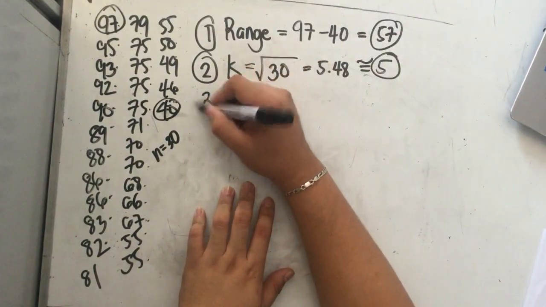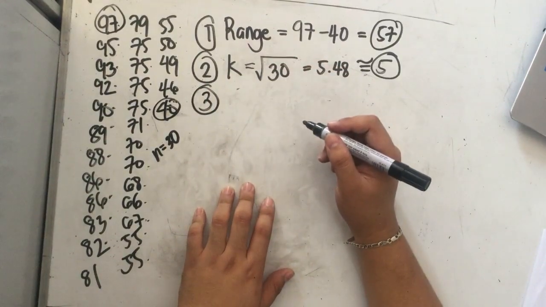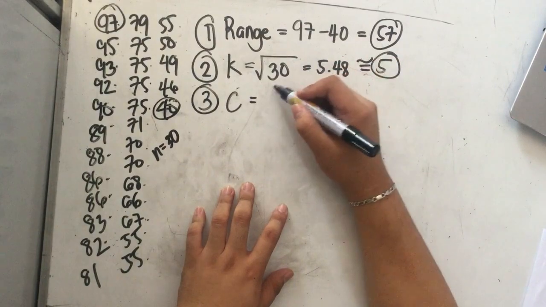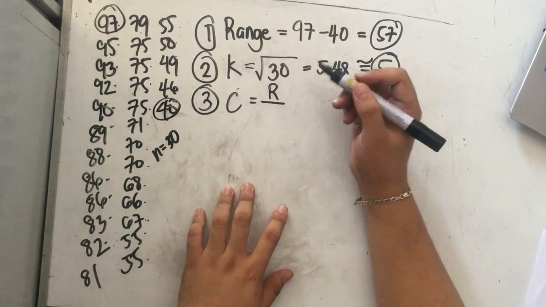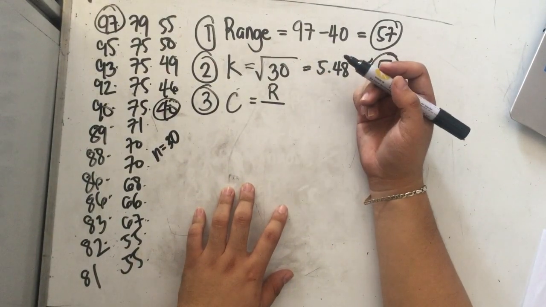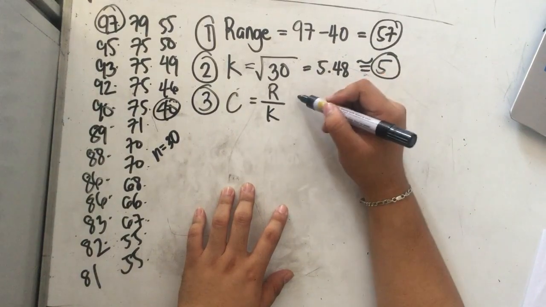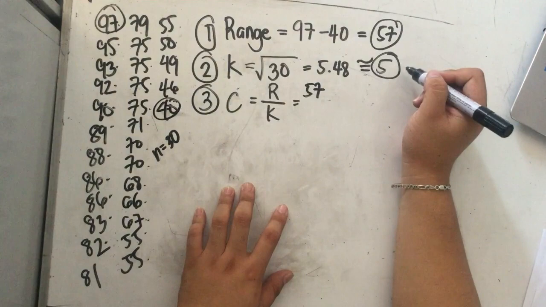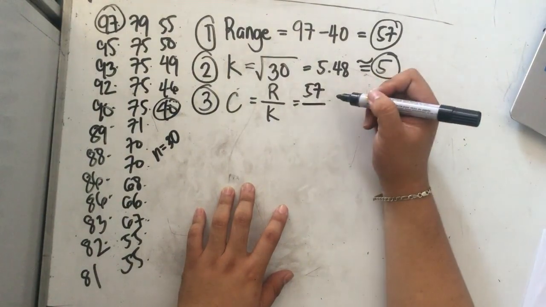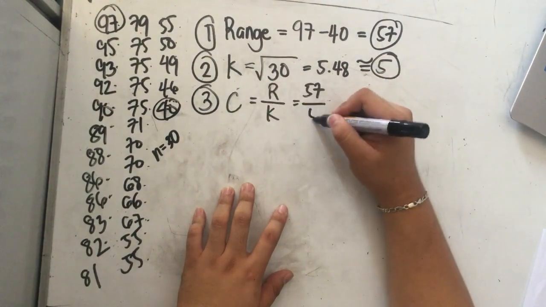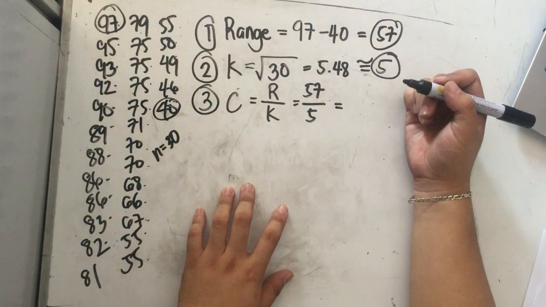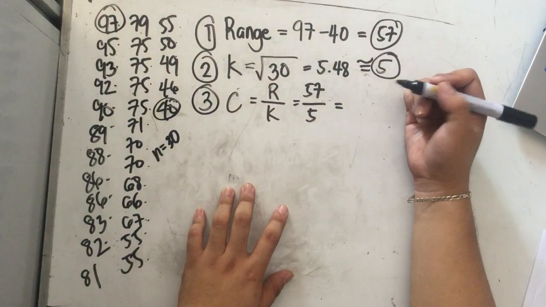Okay, next, after getting the number of class, we get the class width or the C. So class width is equal to range or the upper limit minus the lower limit over K. Okay, so what is our range? We have 57 over our number of classes, 5. So 57 over 5 will be equal to 11.4.